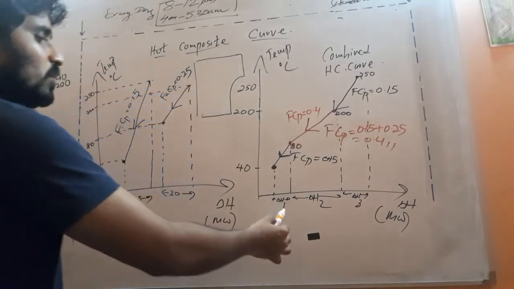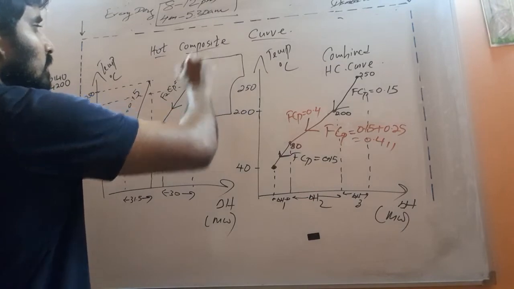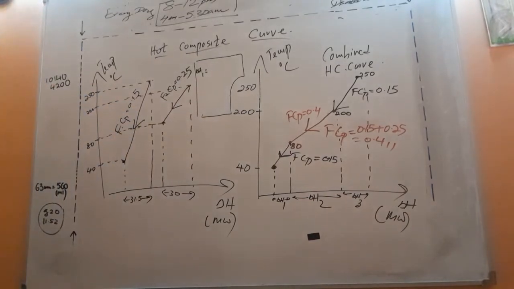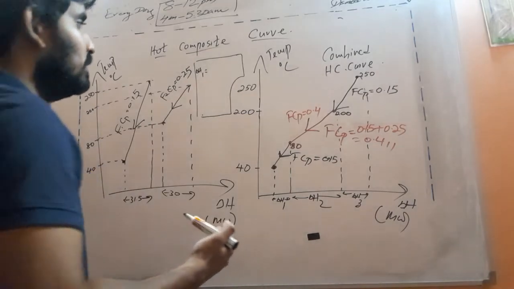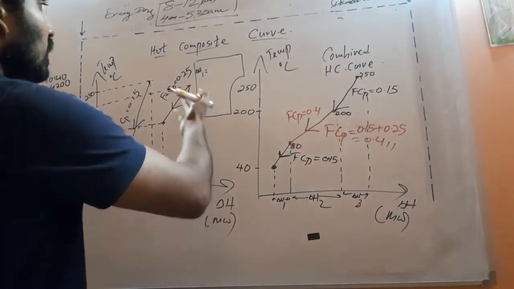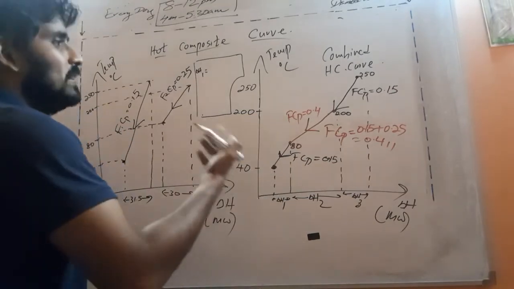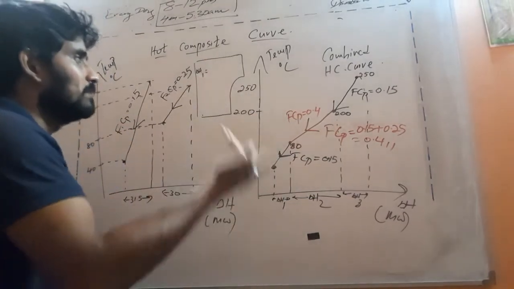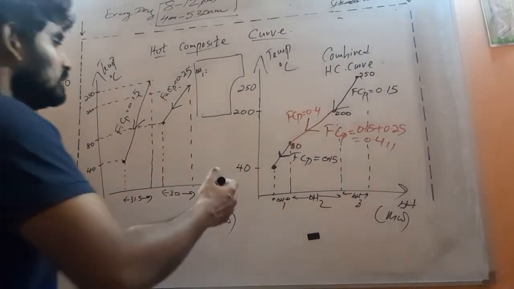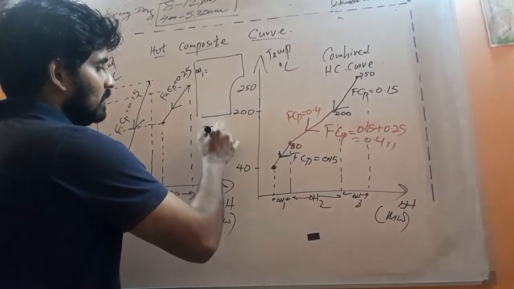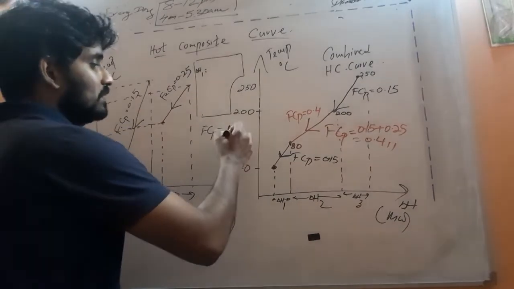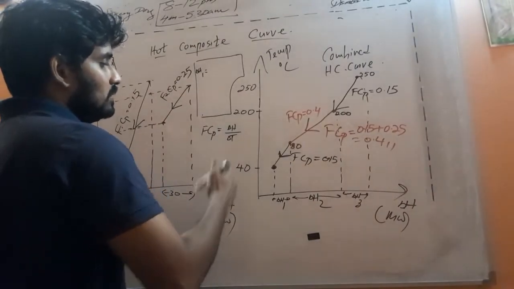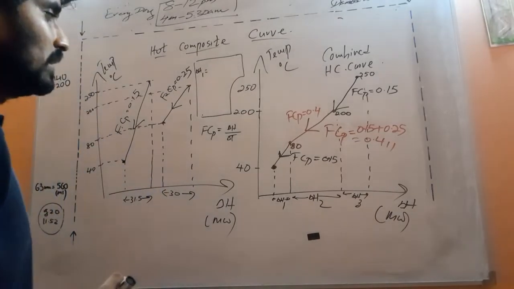Okay, so now you are going to find what is delta H1. You know FCP, you know the relationship between delta H and FCP. What is FCP? That is delta H divided by the temperature difference. That means FCP equals delta H divided by the temperature difference, delta T, target minus supply, right?